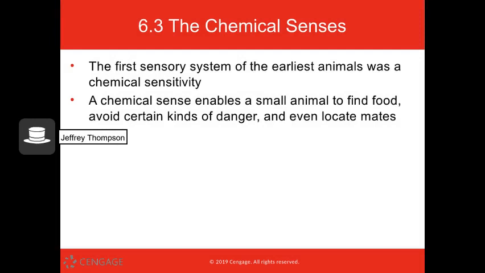Now let's talk about the chemical senses. The first sensory system of the earliest animals was chemical sensitivity. A chemical sense enables small animals to find food, avoid certain kinds of danger, and even locate mates.